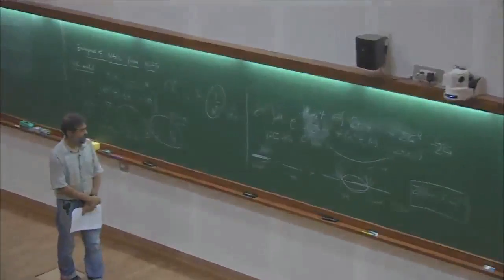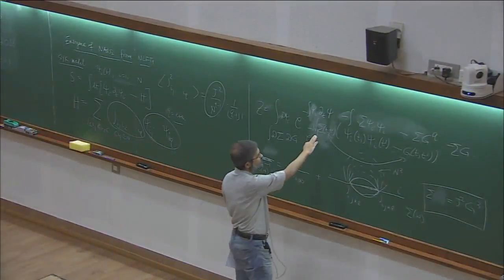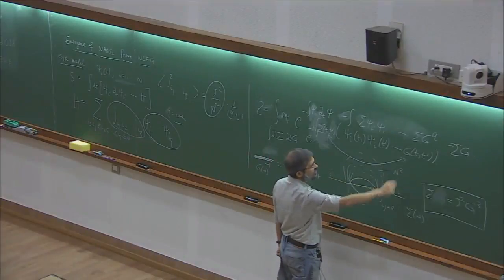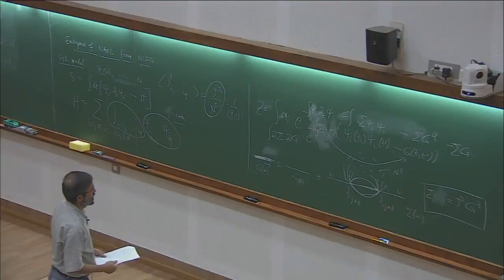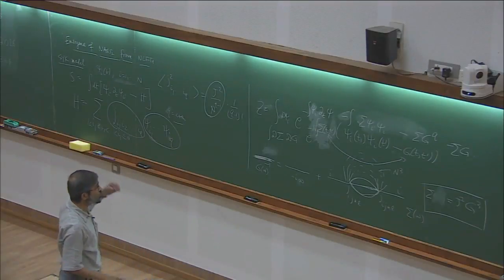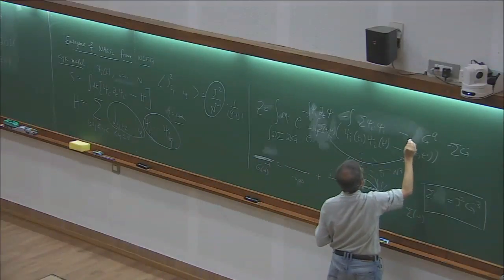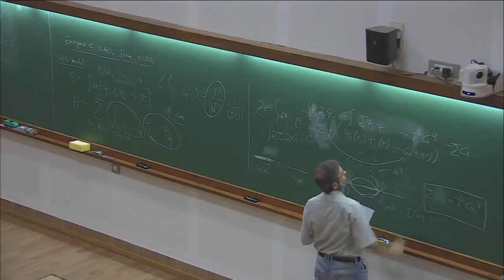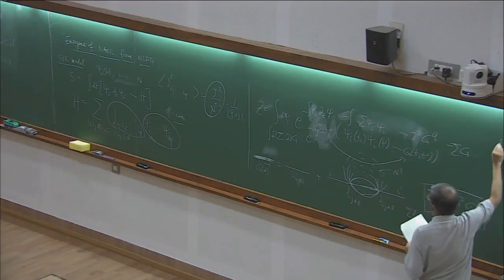Sigma here is just the Lagrange multiplier field, and G is the bilocal meson. Sorry, I forgot the J squared. So let me write down what you get after you integrate out these fermions.